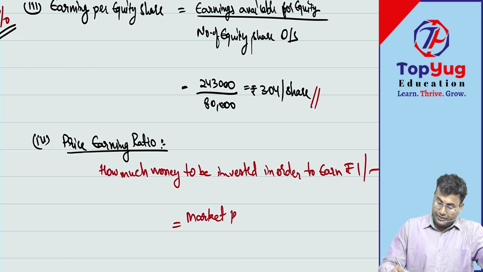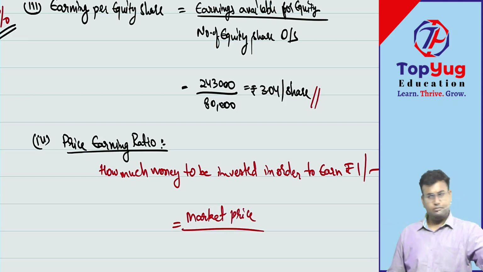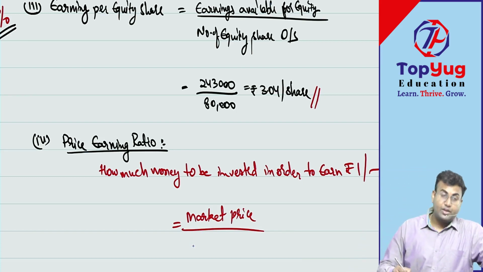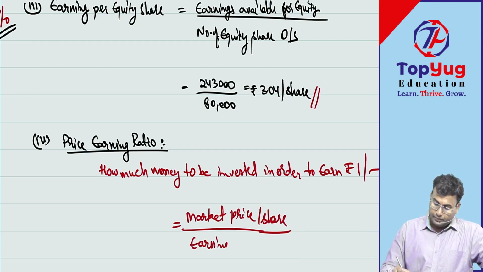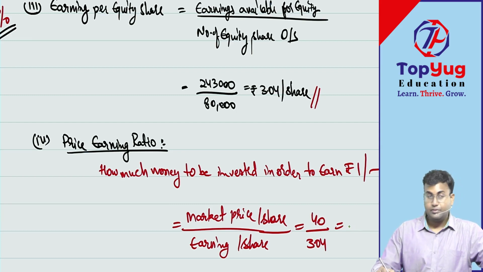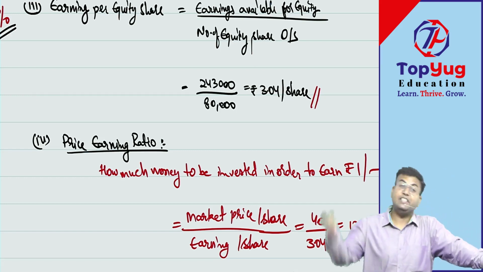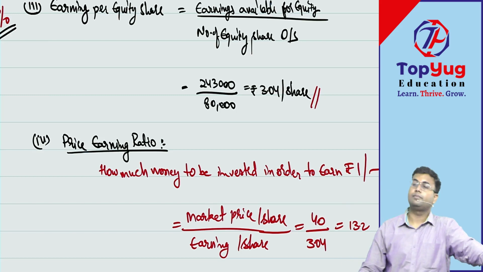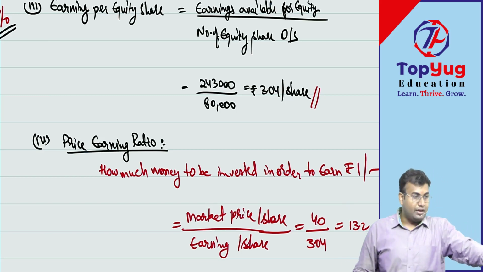So how much you have to invest today in a company, that is the market price. If you have to become an owner of a company, you have to invest at the market price. What is the market price per share? How much are you earning per share? That should be in the denominator. That means 40 divided by 3.04. Any answers? 13.2 rupees to be invested in a business in order to earn 1 rupee. Yes, that's called price earning ratio.